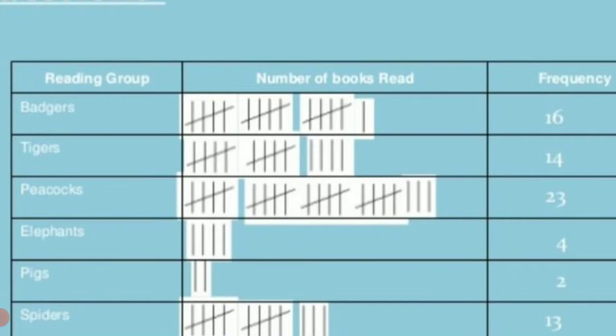Elephants are 4, so simply 4 vertical lines. Pigs are 2, so again only 2 simple vertical lines. Spiders are 13, that means 2 groups of 5, that is 10, plus another 3 vertical lines, that is 13.